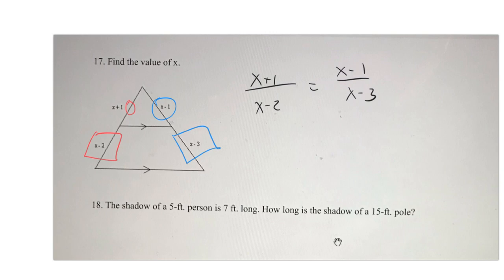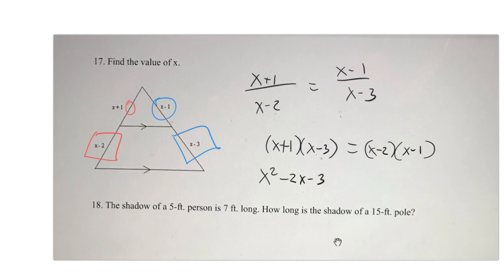Okay, so at that point, cross multiplying, you would end up with a scenario where it's x plus 1 times x minus 3, and we have x minus 2 times x minus 1. If we were to FOIL this one, then we would have x squared minus 2x minus 3. And if we were to FOIL the thing on the right, it would be x squared minus 3x plus 2.